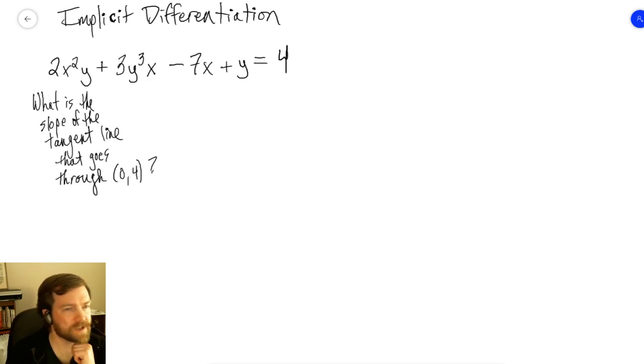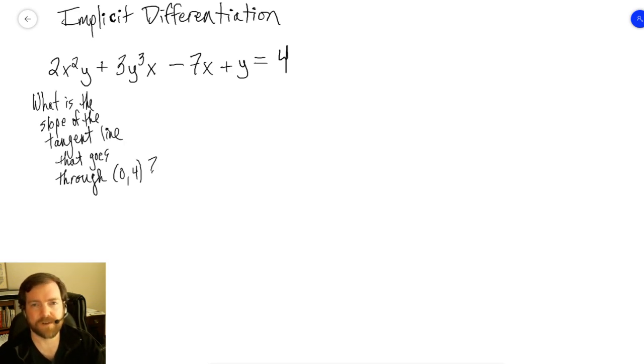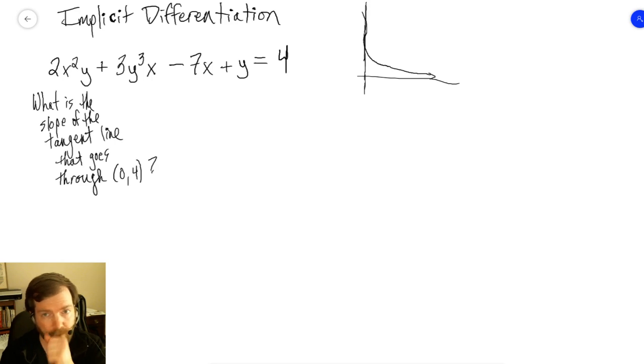we want to know what the slope of the tangent line is that goes through the point 0, 4. As we saw on Desmos, this function was more or less kind of going like that, and then swinging down to the x-axis. We had the y-axis somewhere up here-ish. So we want to know what the slope of this tangent line is. It should be pretty large. I don't think it's vertical, but it should be a large number.